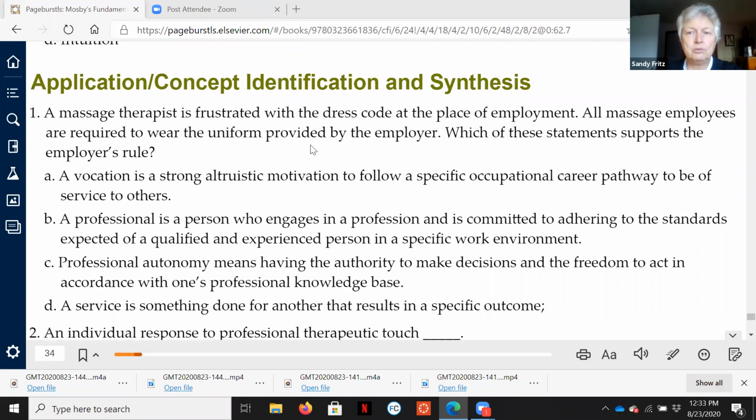So we're trying to figure out why this employer can tell people what to wear at work. The first option here is: a vocation is a strong altruistic motivation to follow a specific occupational career pathway to be of service to others. That's absolutely correct. That statement is correct. But it does not relate to why an employer can require the massage therapist to wear a uniform.